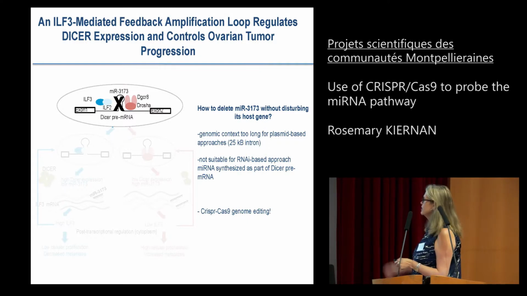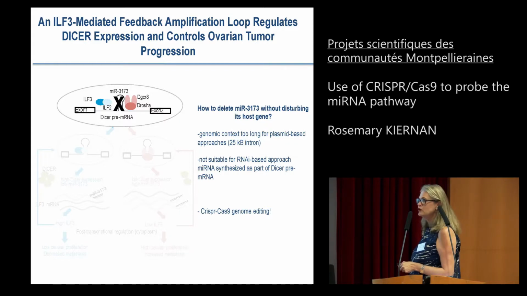RNAi, as Hervé mentioned, isn't appropriate for this approach either because the microRNA is in the intron of the pre-messenger RNA, which is 70 kilobases long. It's also part of the pre-messenger RNA molecule. So it would be impossible with RNAi to specifically remove the microRNA without affecting the DISA messenger. So RNAi wouldn't be appropriate either.